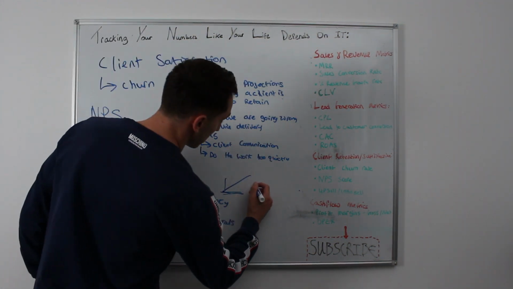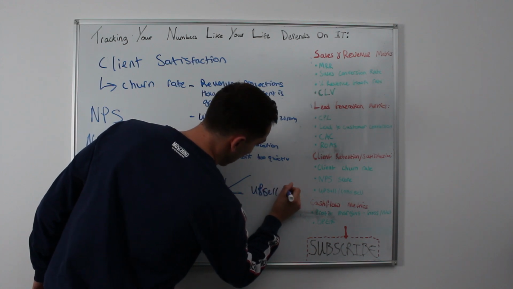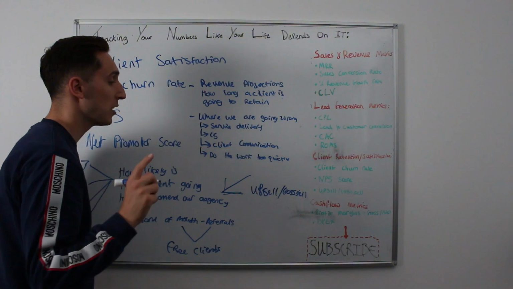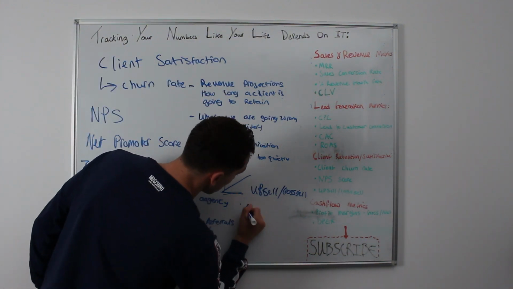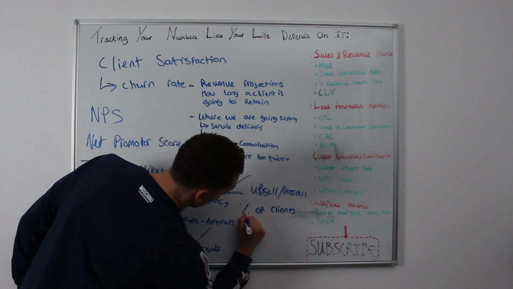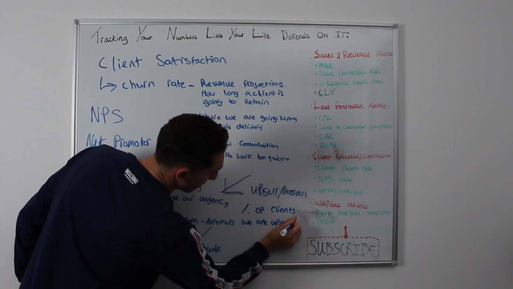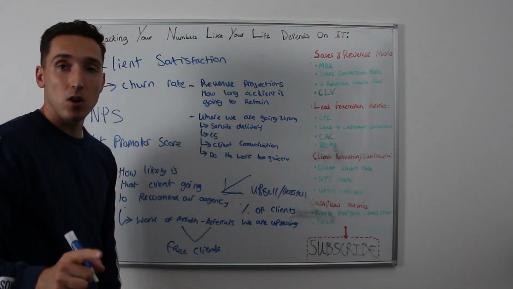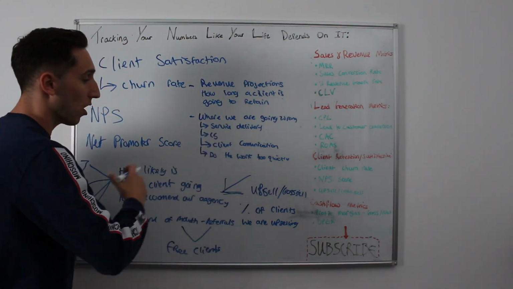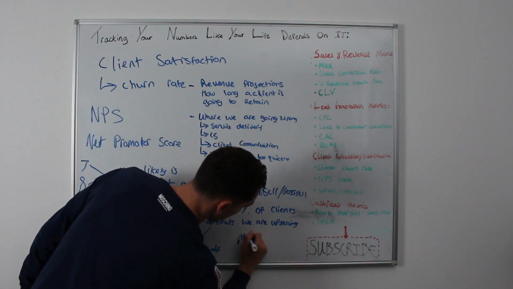Then the last thing is upsell / cross-sell. We need to be tracking this data. We need to be looking at the percentage of clients we are upselling. Because if we're reviewing this data and we're noticing that there are a bunch of clients that haven't been upsold, we are leaving money on the table.